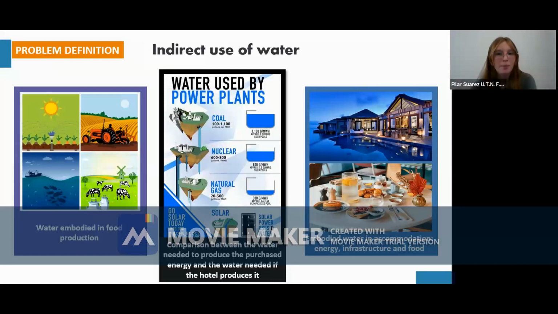Then the production of energy, because the energy and the water are interlinked. The energy is necessary to produce the water, and then the fossil fuel for... and the energy used at the hotel, because tourists at the hotel use the energy for lighting and to operate the systems and the equipment they have.